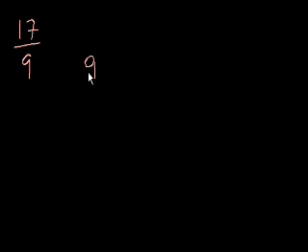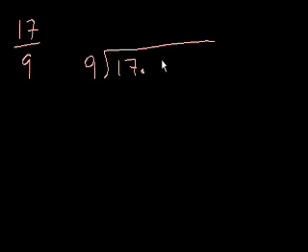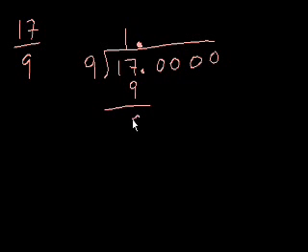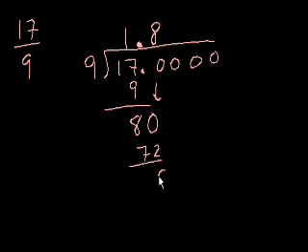So we take 9, and we divide it into 17. And let's add some trailing zeros for the decimal point here. So 9 goes into 17 one time. 1 times 9 is 9. 17 minus 9 is 8. Bring down a 0. 9 goes into 80. Well, we know 9 times 9 is 81, so it has to go into it only 8 times, because it can't go into it 9 times. 8 times 9 is 72. 80 minus 72 is 8.